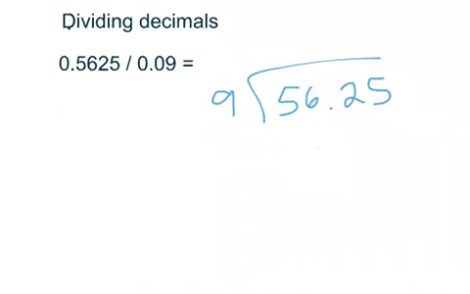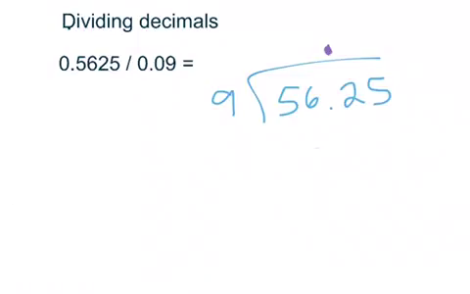Once I've multiplied to get my whole divisor, I can solve this the same as I would as if there's no decimals. The only difference is I look to see where my decimal is in my dividend now, and I bring it straight up to place it in my quotient so I don't forget to do that later. And now I solve it the same as I would if there were no decimals.